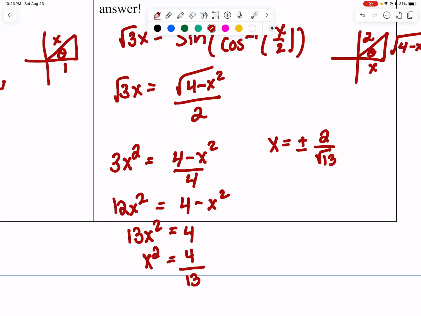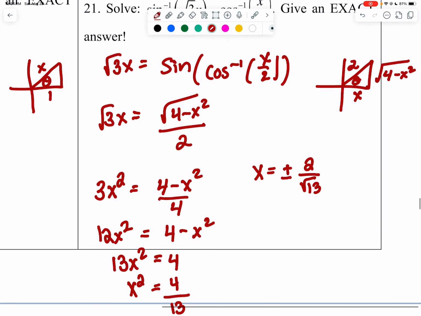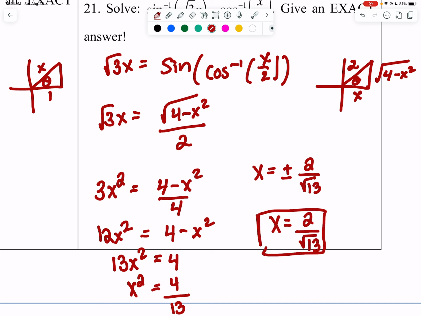And what I'm going to do with plus or minus 2 over root 13 is put that into my handy dandy calculator and see whether they both work. And if you were to do this, you'll realize that only one of them works, aka the positive part. So our only answer here would be 2 over root 13.